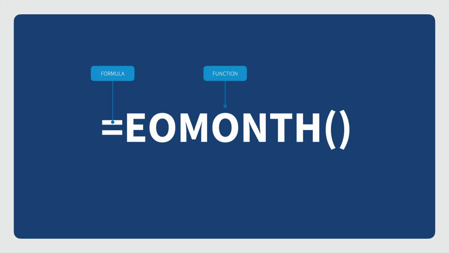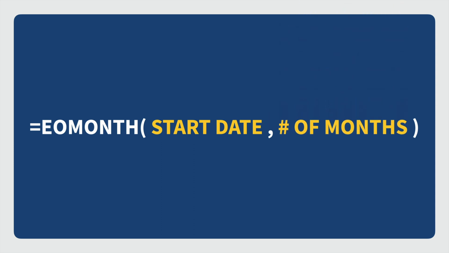Then you'll have, in this case, a function, EOMONTH, that's the name of the function. And then you'll have a set of parentheses. That's where you put parameters for this function. Now the parameters for this function, there are two of them. The first one is what's the start date? Now that could be today's date. It could be the first date of the month. It could be any date really. And then after a comma, you want to put the number of months.